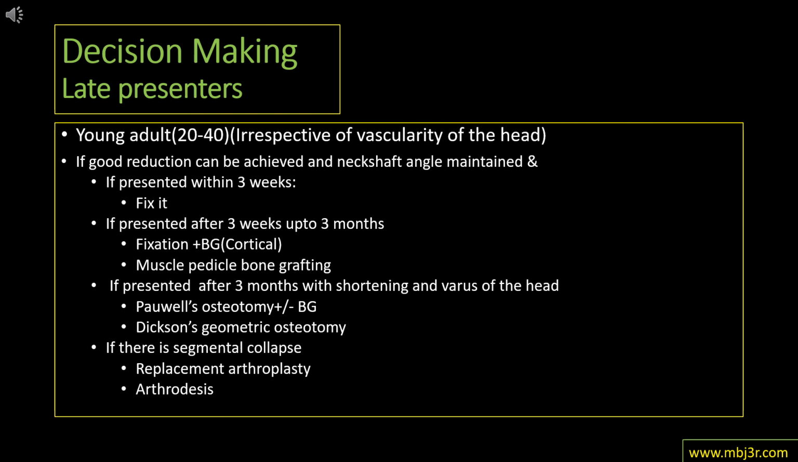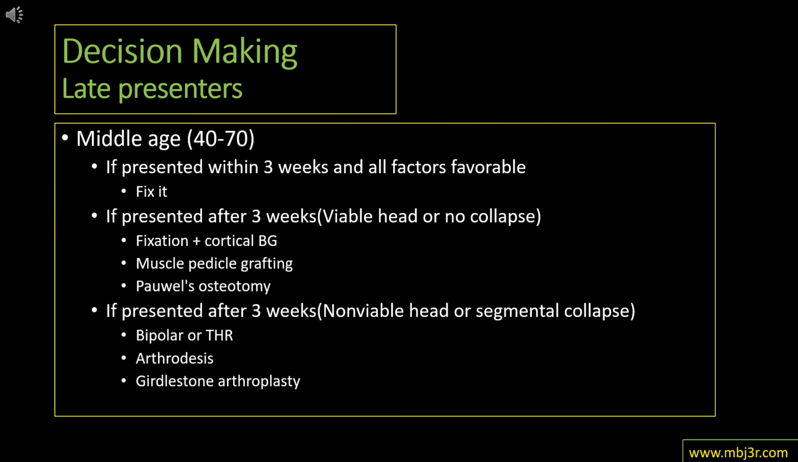If there is a segmental collapse, then replacement arthroplasty or arthrodesis is an option. If the patient is between 40 and 70 years, he presented within 3 weeks and all factors favorable, fix it. If he presented after 3 weeks, viable head, no collapse, fixation plus cortical bone grafting or muscle pedicle grafting or Powell's osteotomy. If he presented after 3 weeks with non-viable head or a segmental collapse, you can consider doing a bipolar, a total hip replacement, arthrodesis or a Girdlestone arthroplasty.